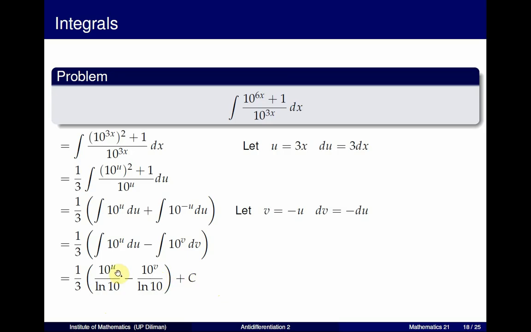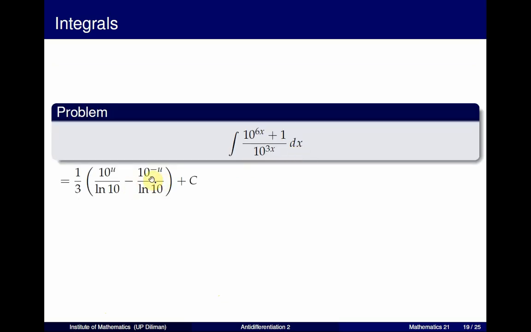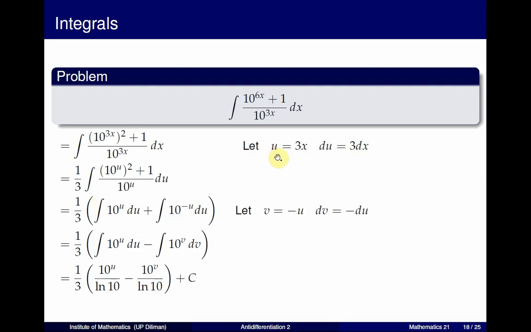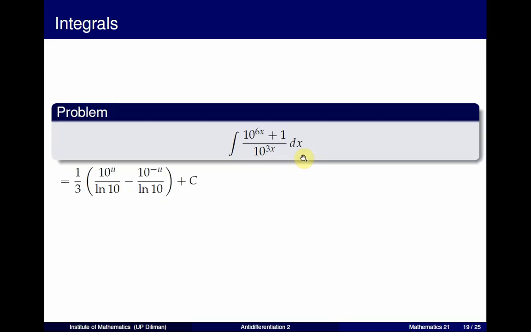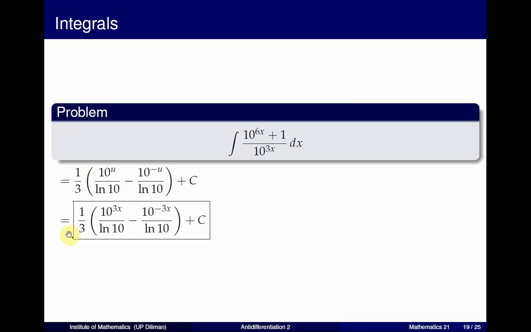Now what do we do? We have to substitute everything back into the variable x. So v is negative u. Let's substitute back v equals negative u first into the second fraction. 1/3 times the quantity 10 raised to u over ln 10 minus 10 raised to minus u over ln 10 plus c. And finally, u equals 3x. So we will substitute back u equals 3x here. So the final answer is 1/3 times the quantity 10 raised to 3x over ln 10 minus 10 raised to negative 3x over ln 10 plus c.